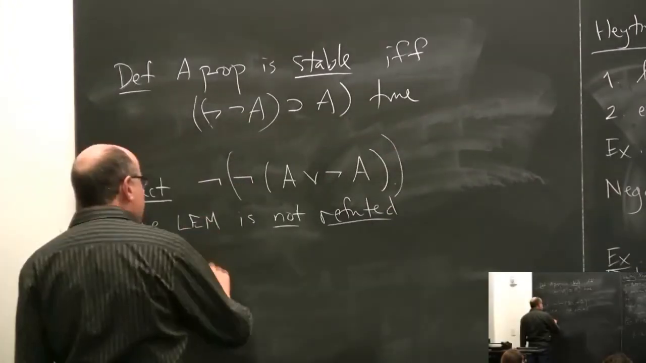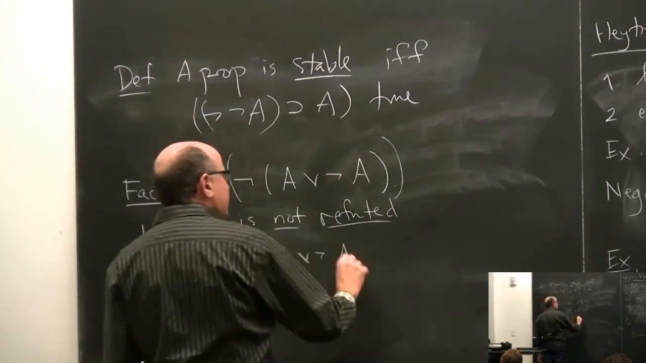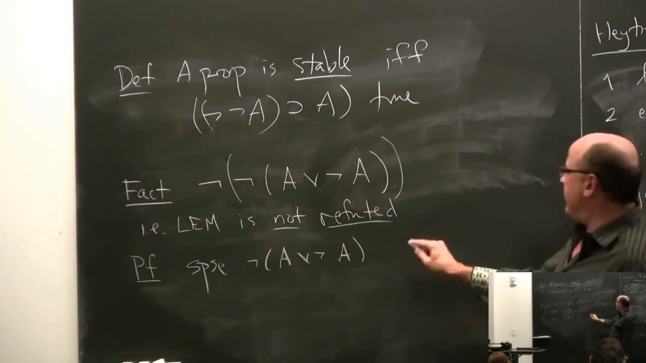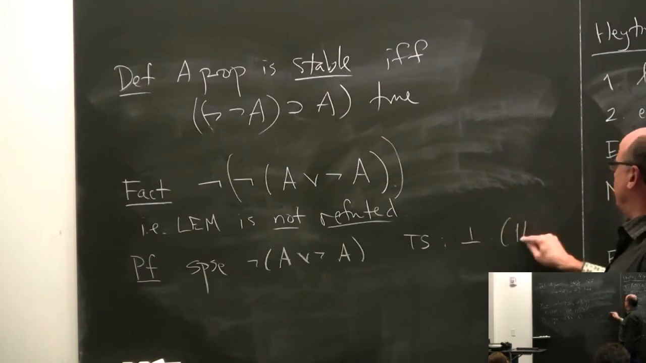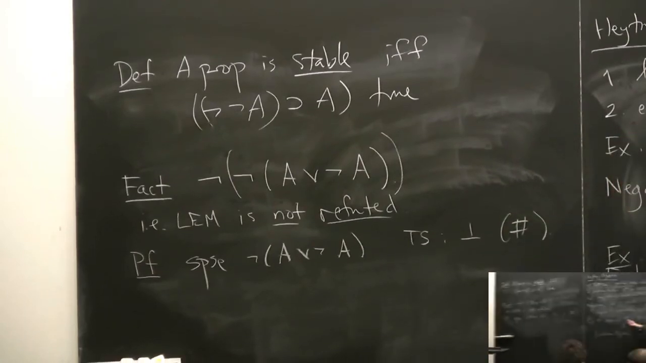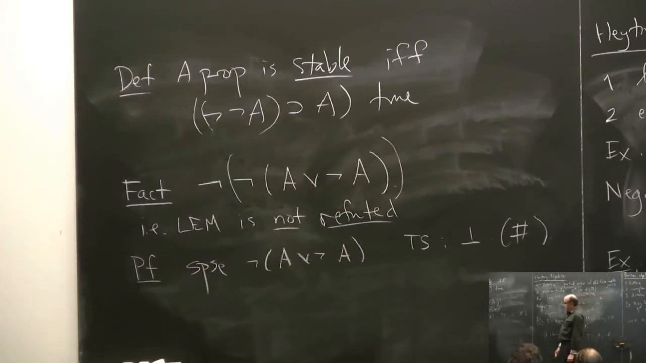So how are we going to do this? We suppose, for the sake of contradiction, that this fails. This is a generic A that I'm doing here. Suppose that this fails, and now, just to be very explicit, I want to show falsehood or a contradiction. I'll often write it like that. So I want to show a contradiction. If I can do that, then you'll agree that I have shown that it's not refuted.